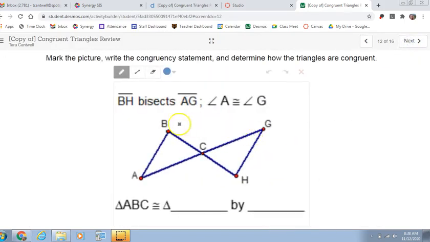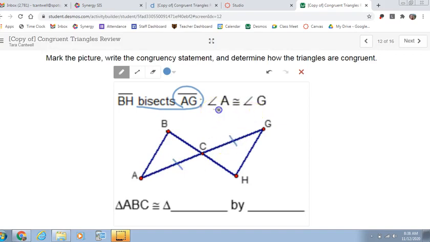Number 12. We have BH bisects AG. That's an important word for us, bisects AG. And when I see the word bisect, I always like to circle what comes after it, because that's what's being split in half. So bisect means split in half. What's being split? AG. AG is this one right here, and it's being split in half, so that means that AC and CG are equal to each other.